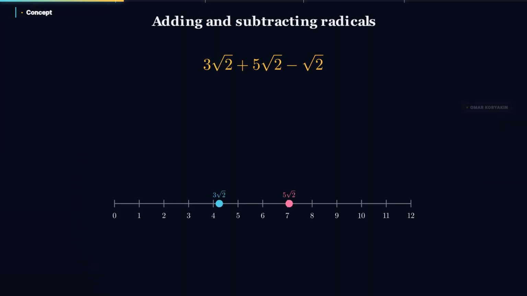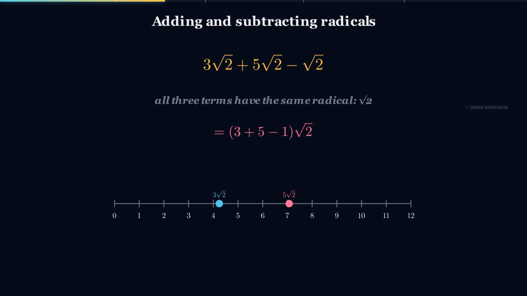Take 3 root 2 plus 5 root 2 minus root 2. All three terms have the same radical, the square root of 2. The coefficients are 3, 5, and 1. Each term is a multiple of root 2. The number line below shows where 3 root 2 and 5 root 2 land. The answer will land at 7 root 2, further to the right.